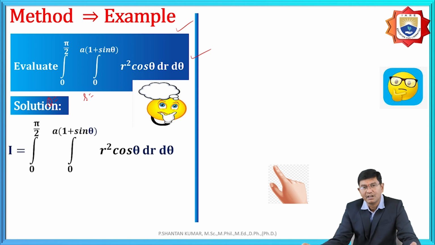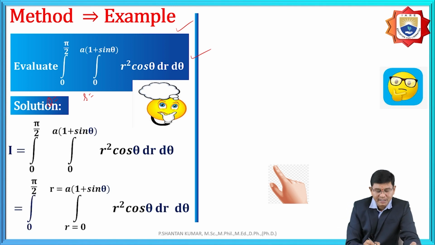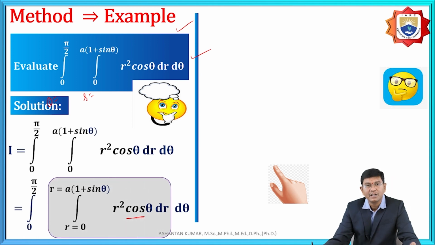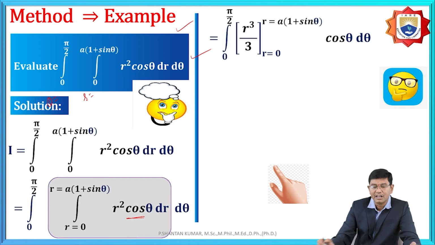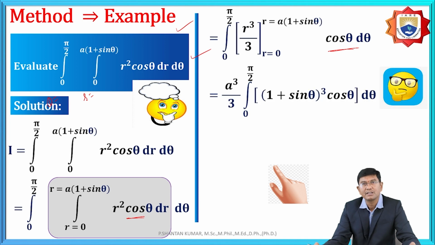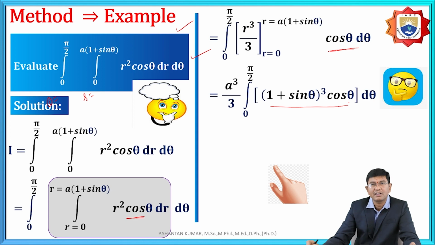The solution is based on integration, and first we do the r integration. Here cos theta is a constant, so we take it out common, and the integration of r square is r cube by 3. The limits of r cube by 3 are 0 to a into 1 plus sin theta, times cos theta. With the replacement of the upper limit, it is a cube into 1 plus sin theta whole cube by 3, and the lower limit is 0, times cos theta.